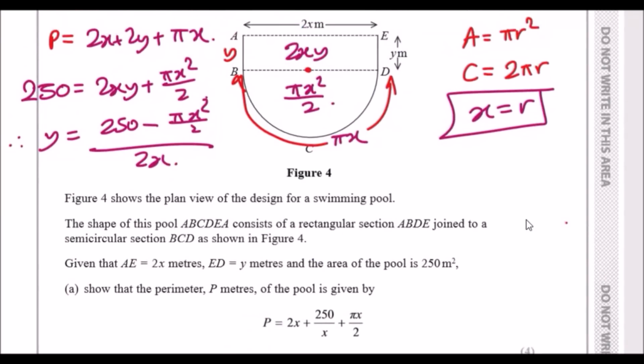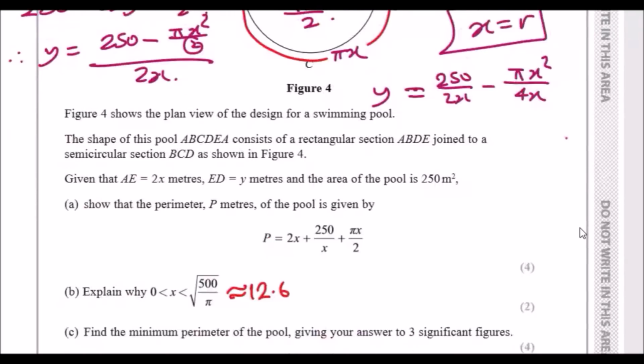So let's have a look. Let's see if we can simplify this actually. This becomes 250 over 2x, minus pi x squared over 2 over this 2, so this would be 4, so it'd be pi x squared over 4x. So 2 here multiplies with that, and all of this equals y. Right, now plug this into the first equation, and when you do that, let's see what we get.